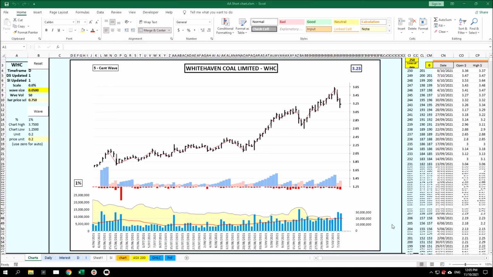Okay, that's my short chart, incorporating a wave chart as well. It's taken me a couple of years to develop this on Microsoft Excel, and I don't use it for every stock I look at. I use my normal charts to identify stocks, then I come over here to see if I can identify any further anomalies.